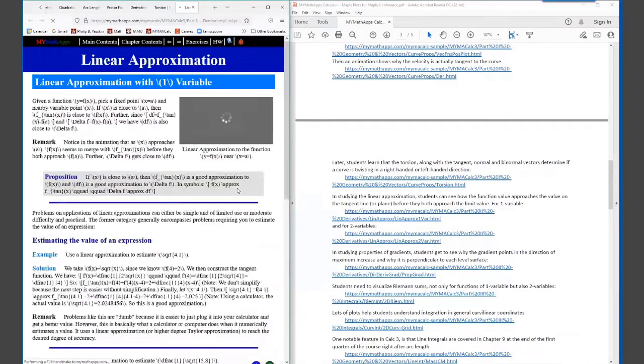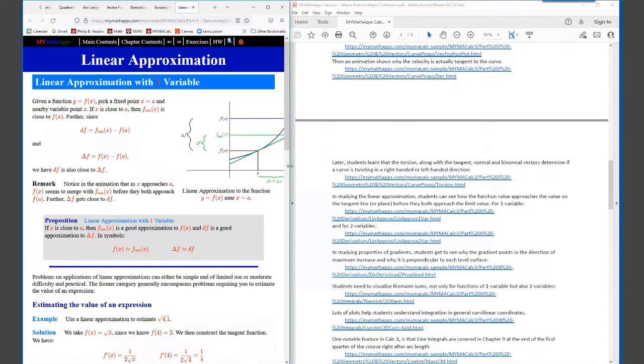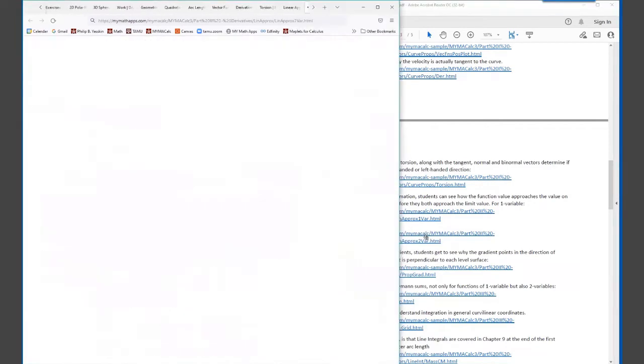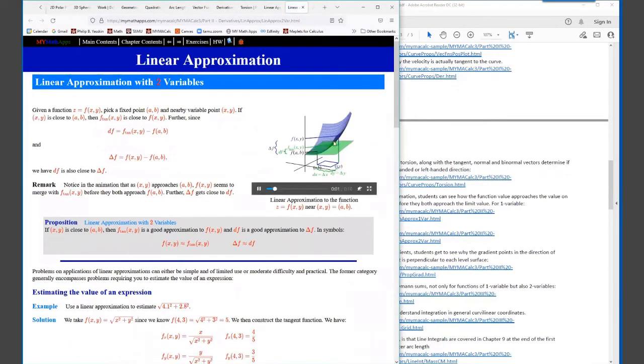Linear approximation. Here is a one-dimensional linear approximation. And so you can see that the function approaches the tangent line approximation before both of them approach the actual value of the function. So they coalesce just about right now. Okay, we have a similar thing for plots in two variables. So the function approaches the tangent approximation now, and then both of them approach the function value.